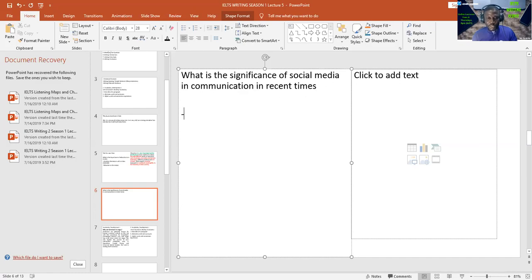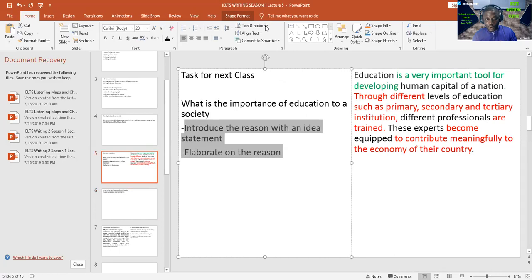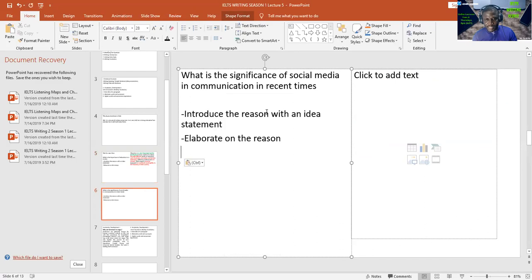So the thing you will need to do is, let me repeat it. Introduce the reason, the point that is that significance. Introduce the significance with an idea statement. Elaborate on the significance. Okay, I am giving a 5 minutes gap or timeline for response.